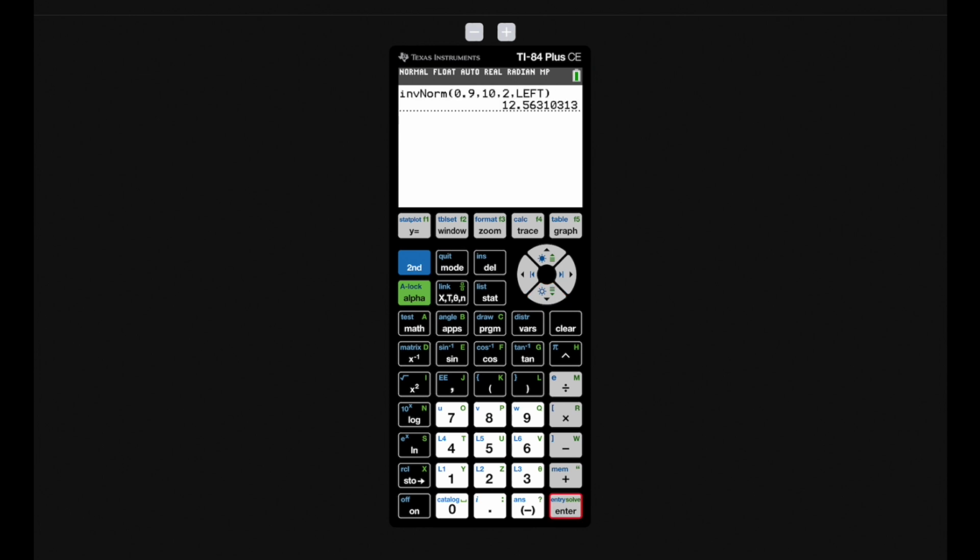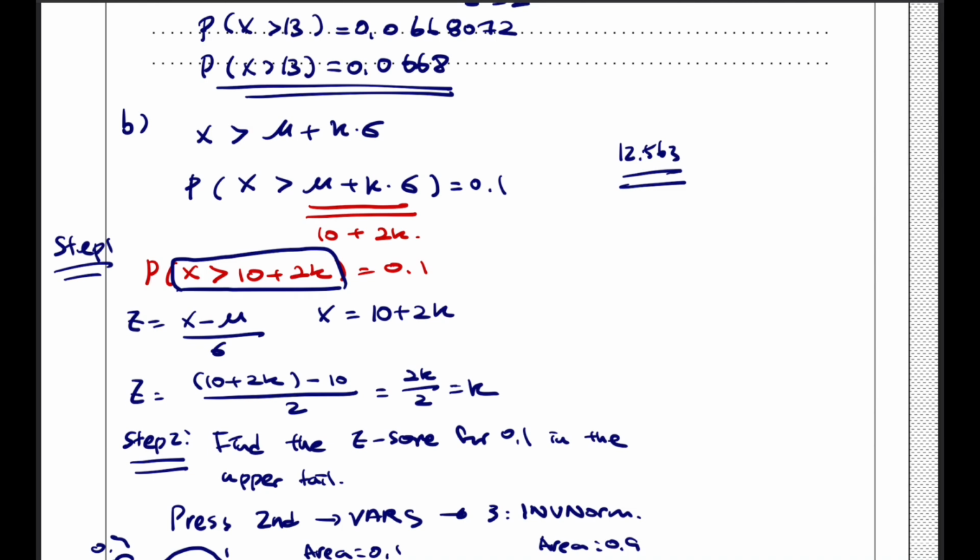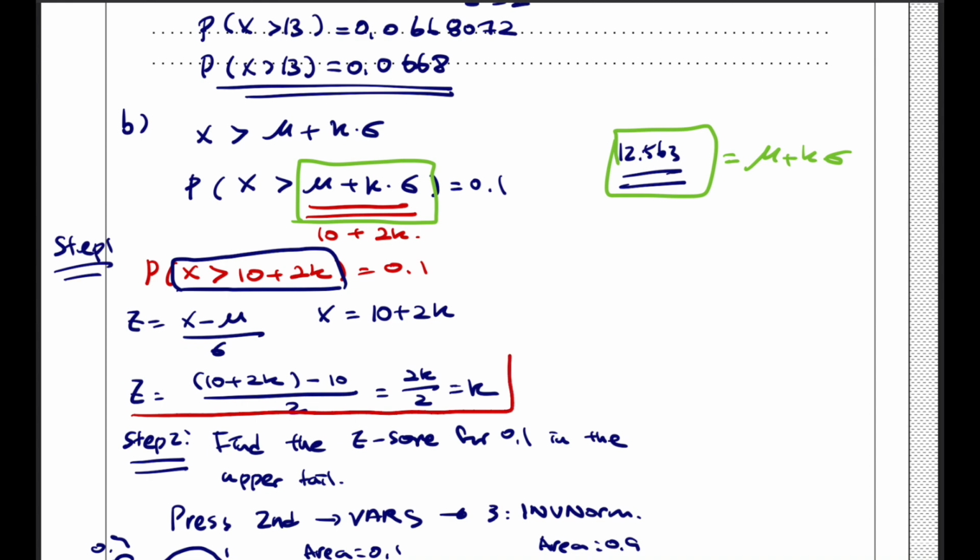Then you get 12.56. Okay, so we just found 12.563. This value here corresponds to the z-score value for 0.1 in the upper tail, right? So it's referring to this part here. So 12.563 is actually the same as mean plus k times standard deviation. Okay, because we found the z-score corresponding to the area in the upper tail, it doesn't mean we are referring to this part.